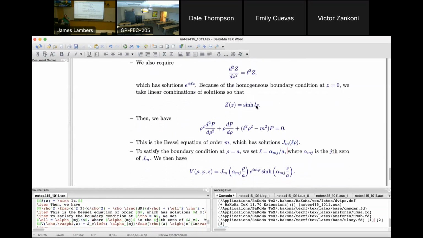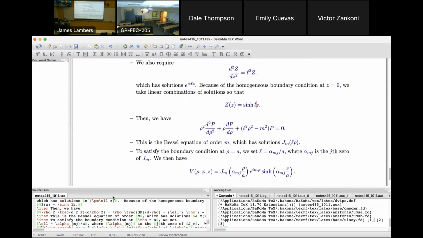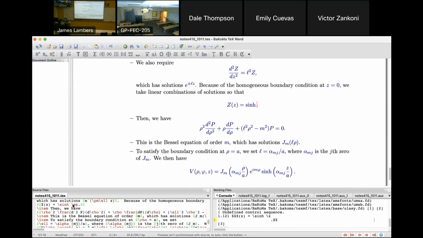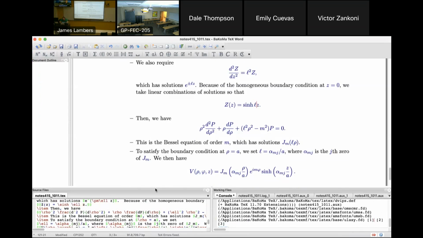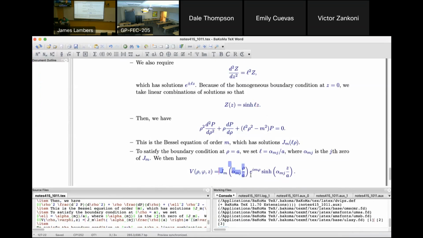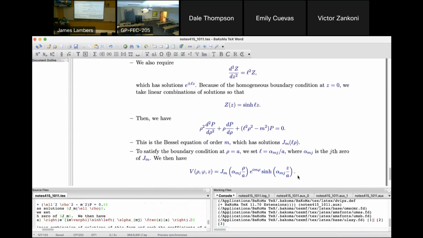Because I have the wrong L in here. The font's wrong. Okay, that should be fancy L. All right, so now we have all the pieces. Bessel function for the rho part, complex exponential 2 pi periodic function for the phi part, and then hyperbolic sine for the z part.